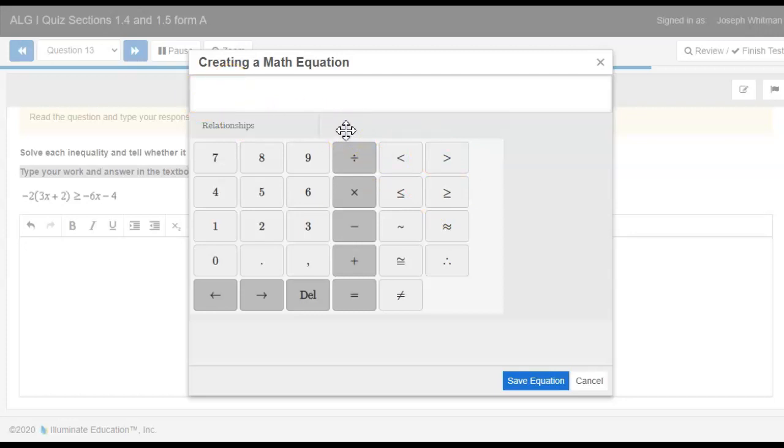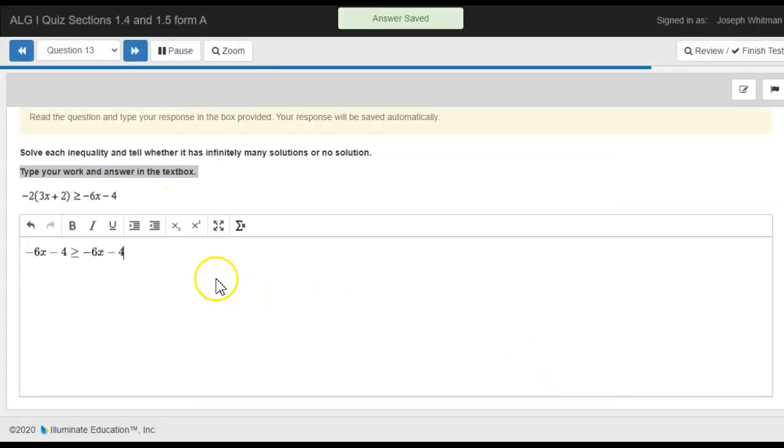So first thing I have to do, you can see it's still over here, kind of faded off onto the left. I need to do my distributive property. So if I do the distributive property, I end up with negative 6x minus 4. Then I put in my inequality, and this part just drops down. Negative 6x minus 4. Save equation. There it is. Go to the next line.